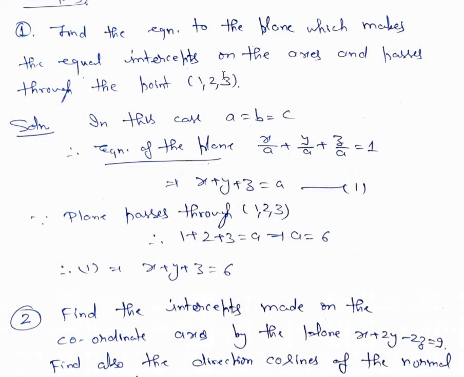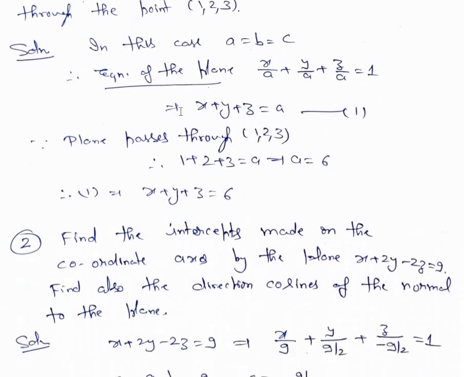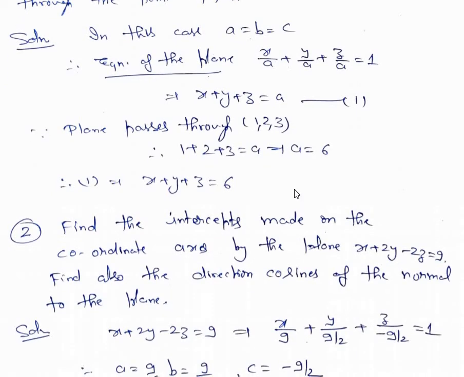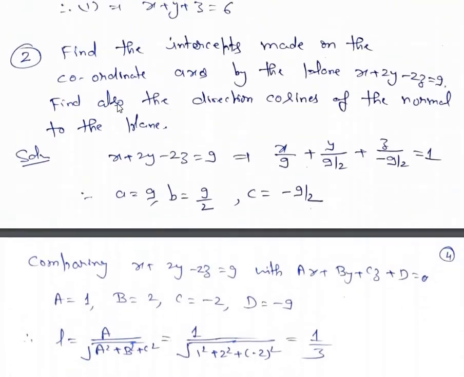Now because plane passes through the point 1, 2, 3, 1, 2, 3 will satisfy this equation. So we have 1 plus 2 plus 3 is equal to a. That means a is equal to 6. So therefore equation of the plane is x plus y plus z is equal to 6. Let's take next example.